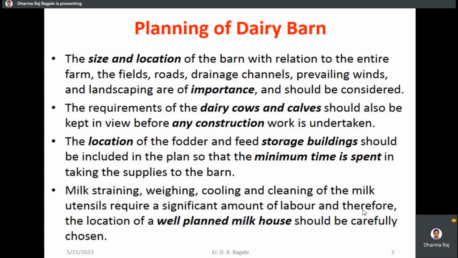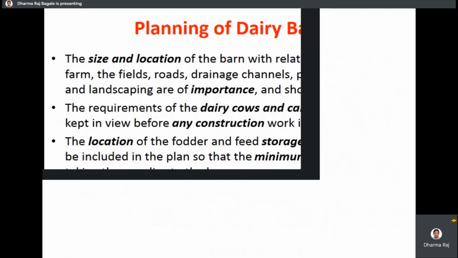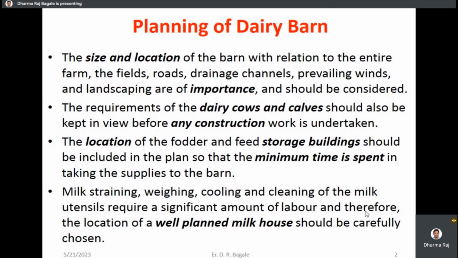First of all, the size and location of the farm. In our previous class of farm structure and surveying, we also studied farm street planning, planning of the farm based on the whole area, based on the road, drainage, fields, and everything. And here also the location and sizing of this dairy cattle house is very important from the point of view of overall farm planning.